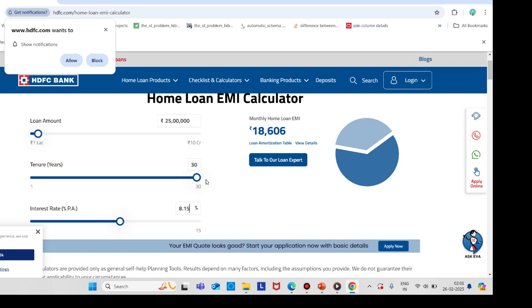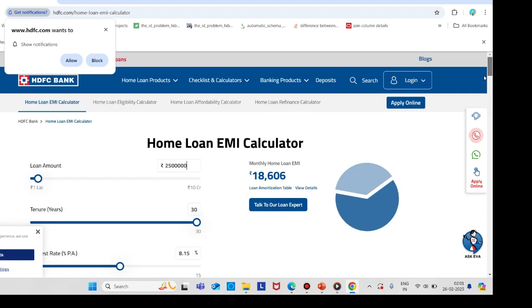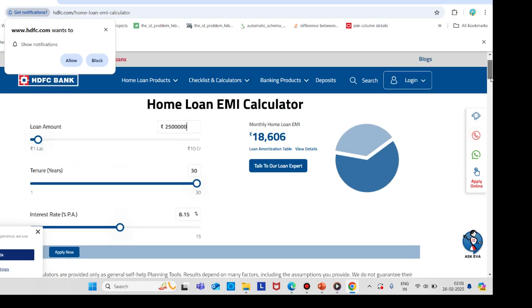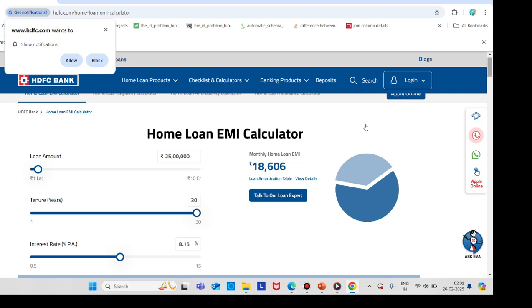This is the least interest rate that we are offering from our bank. Now let's assume the loan requested by the customer is 25 lakhs. Now we'll calculate the EMI. Yeah, here it is. EMI is being shown here, 18,606 rupees. If we take it up to 30 lakhs, it has changed to 22,327. Now back to our slide.